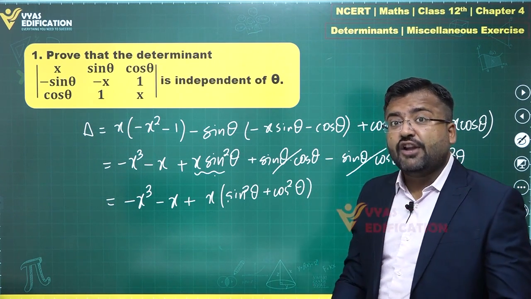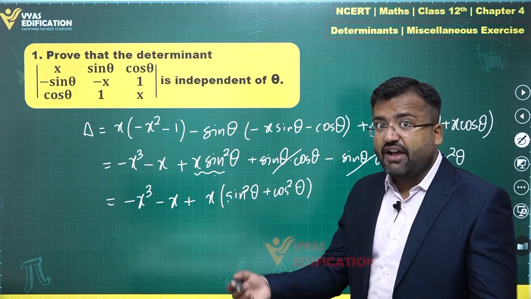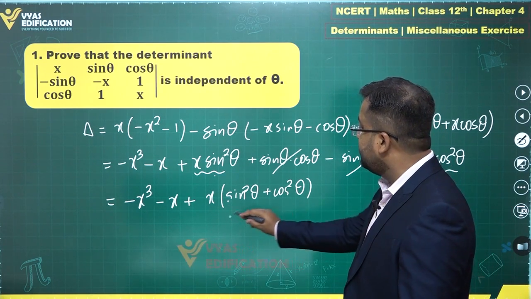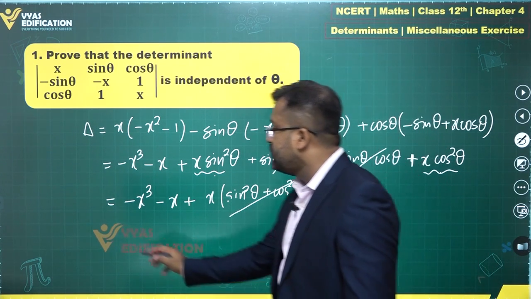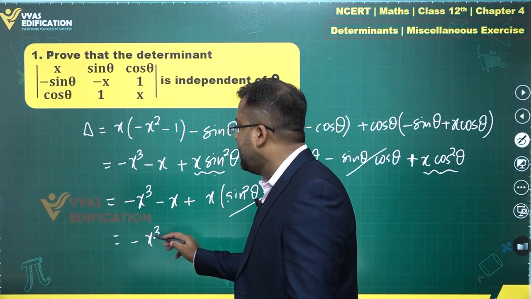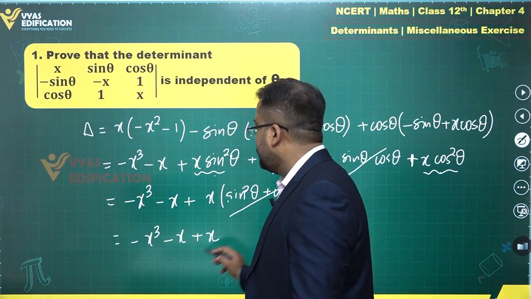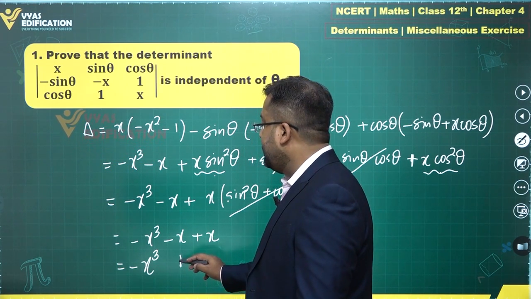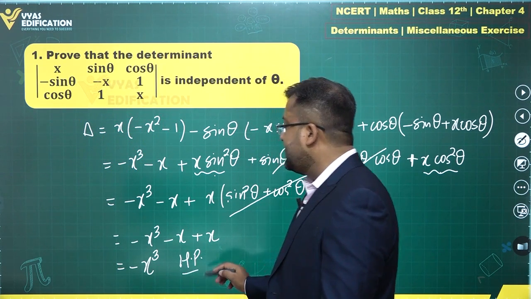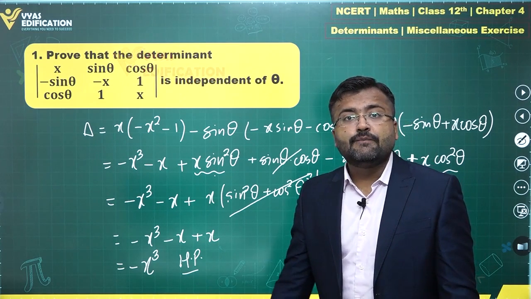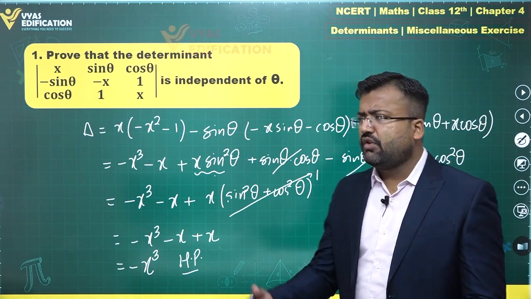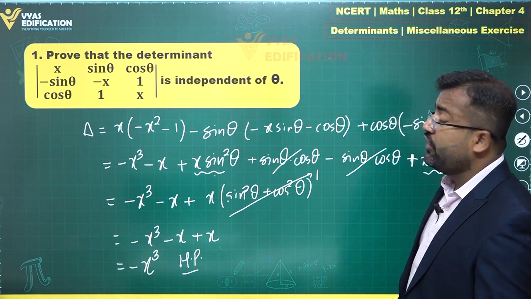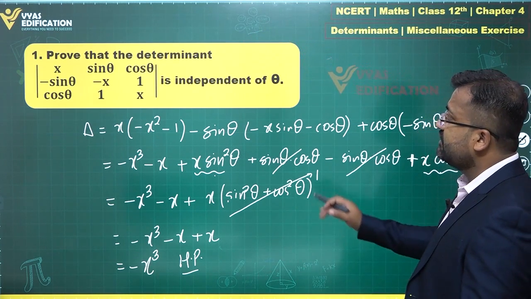Oh, but this value is fixed, right? On changing the value of theta, this value will not change. This is always 1. Since this is always 1, this is minus x power 3 minus x plus x, which is actually equal to minus x power 3, and that's what we wanted to prove, since this minus x power 3 is independent of theta. That's what we started with, right? That's what we wanted to prove. That's all that you have in this question.